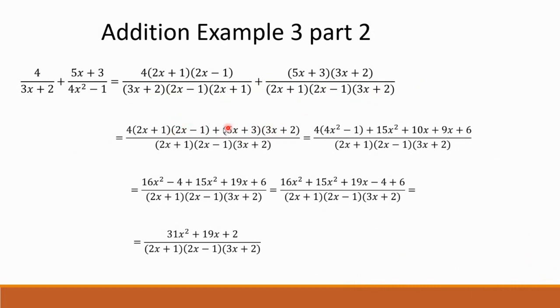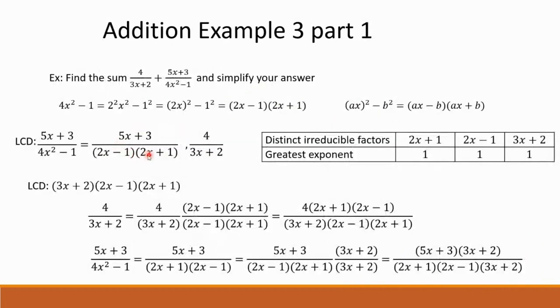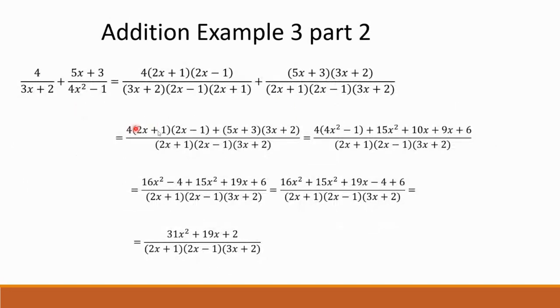So when we do that, we get 4 times, if you multiply these two, really from the previous slide, oh, right here, 2x minus 1 times 2x plus 1, we saw, is 4x squared minus 1. So the first product is 4 times this, and we'll get that. For the second product, we FOIL. We get 15x squared plus 5x times 2, what is that, 10x. 3 times 3x is 9x. 3 times 2 is 6.